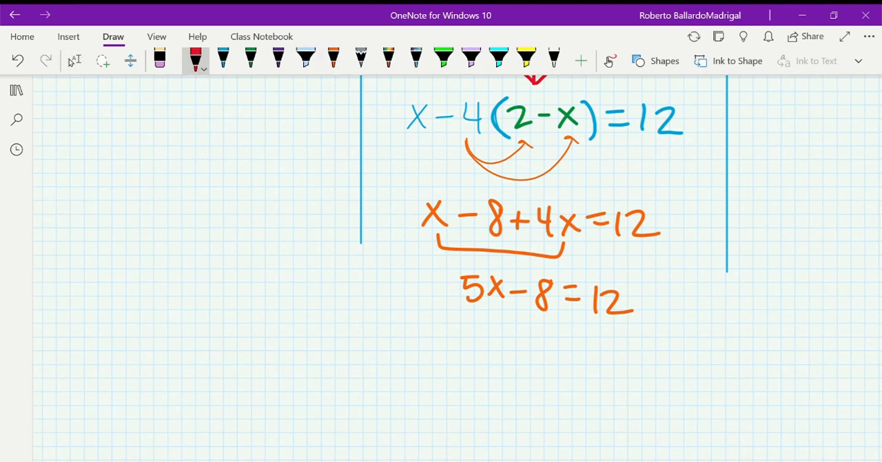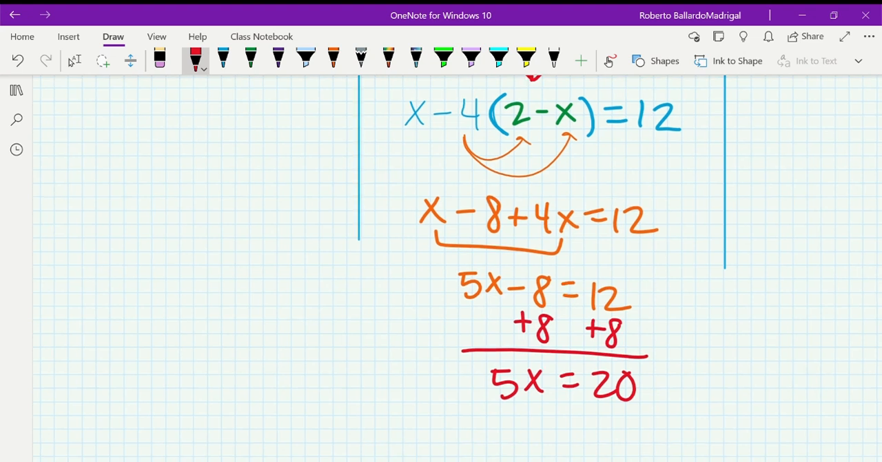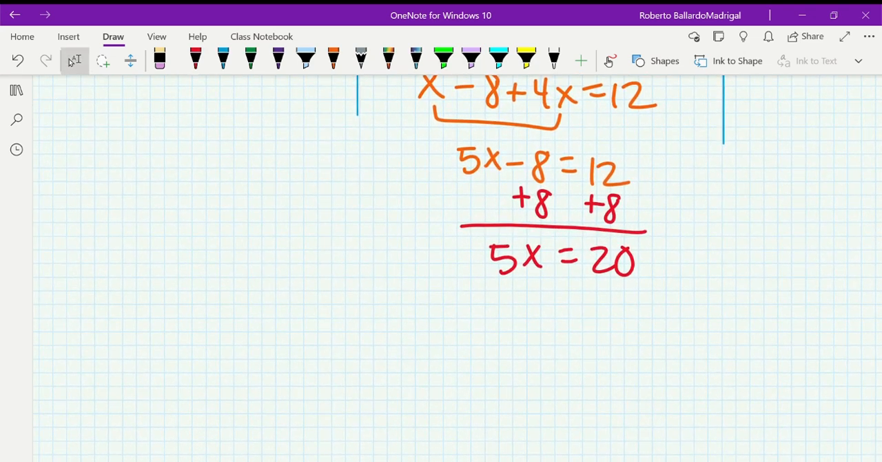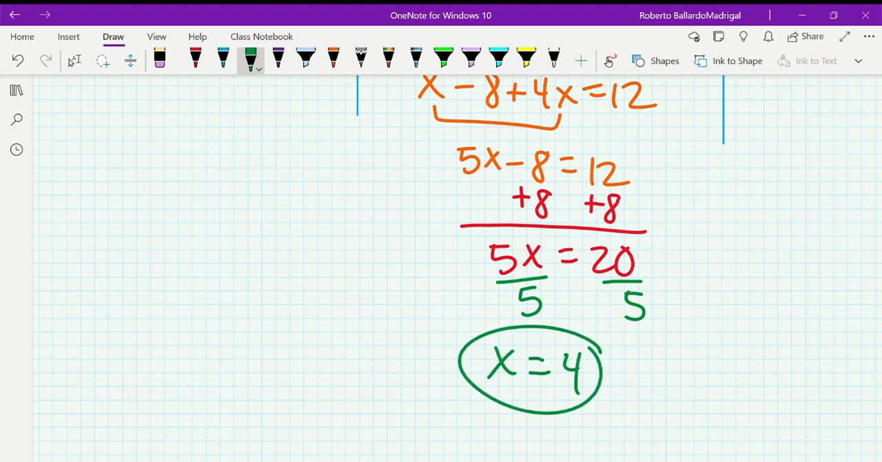And then what? Two-step equation. We're all experts at two-step equations. First step is to do what, Design? Add 8. 5x equals 20. And then the final step will be to divide by 5. And we find that x is equal to 4. Okay.